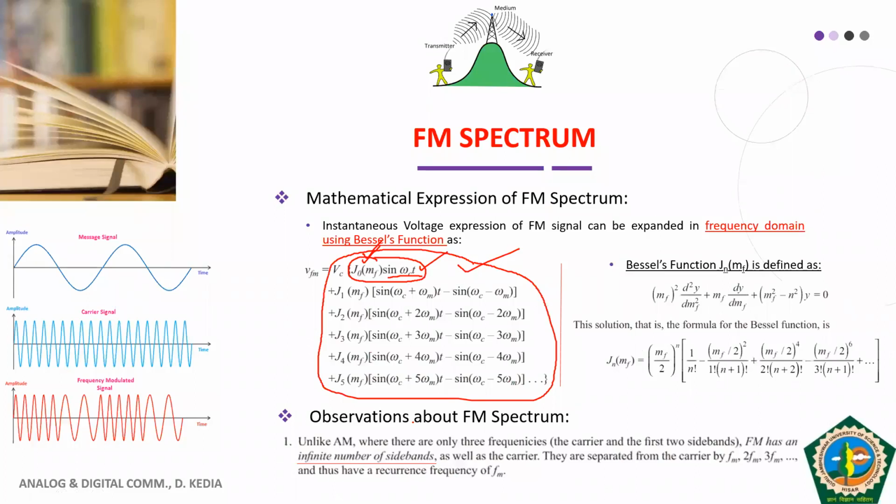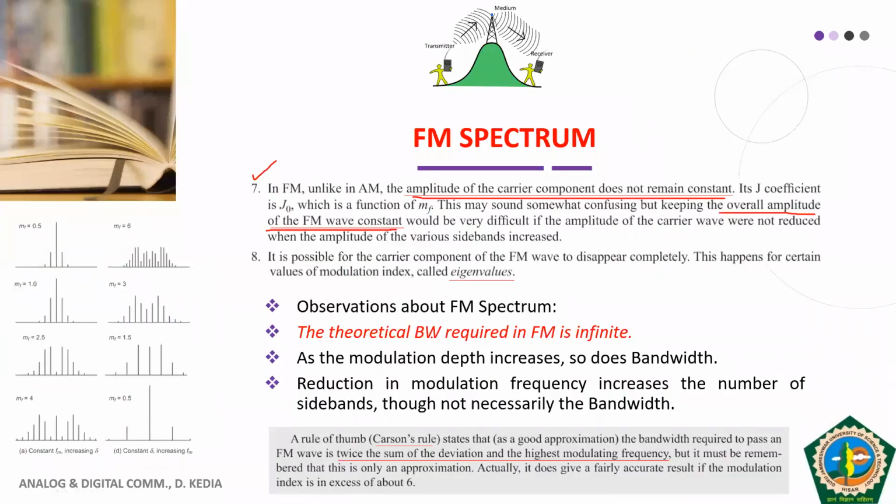So when we say that the amplitude of the carrier is constant in case of FM, it means the overall amplitude of the FM wave, not the individual part. I know it may create a bit of confusion, but if you correlate your concept with the mathematical equation of the Bessel function, you will be able to understand this. Please reread this: the overall amplitude of the FM wave is constant, not the amplitude of the individual carrier component, which is your J naught coefficient.